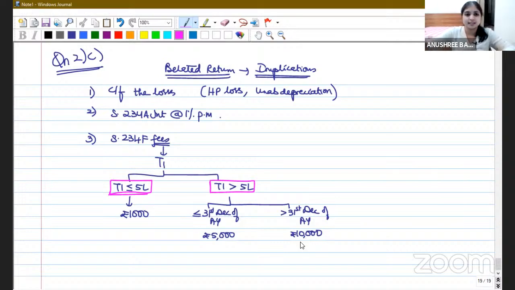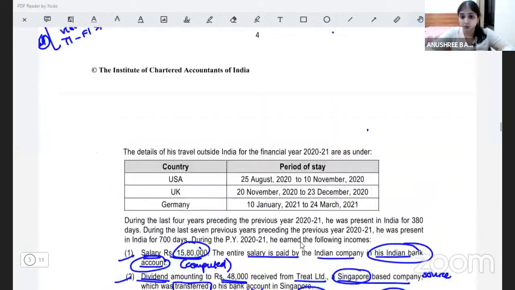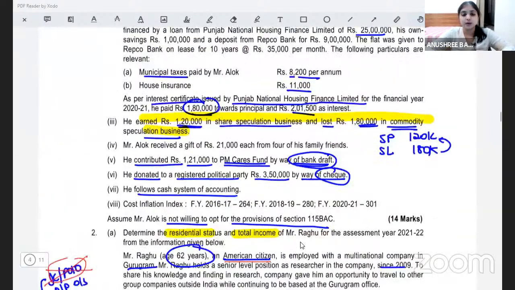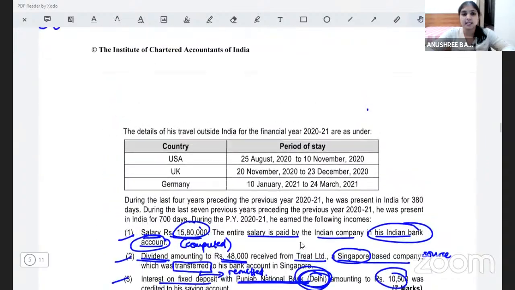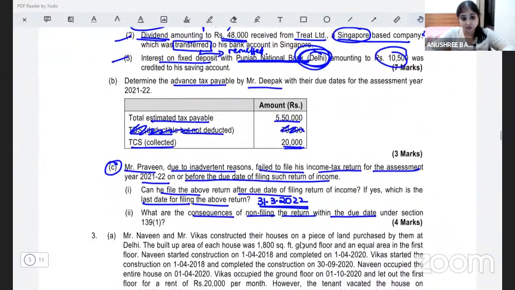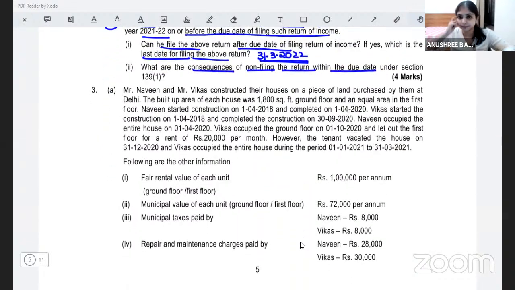All right, this is it with question number 2. So with this, we are done working out question number 1, the big total income question. Then we worked out question number 2, which had a question on residential status, another question on advance tax, and now about late filing of income tax return. All right, shall we go to the next question now, the third question?